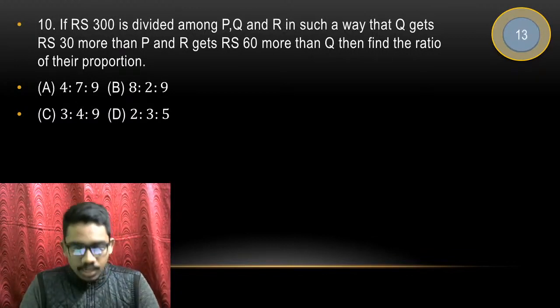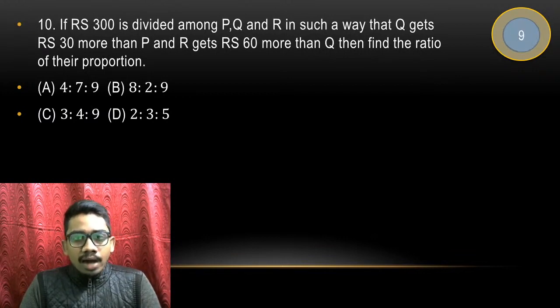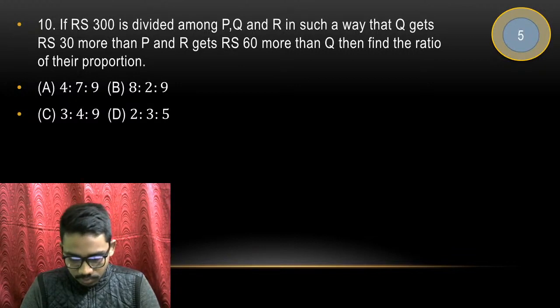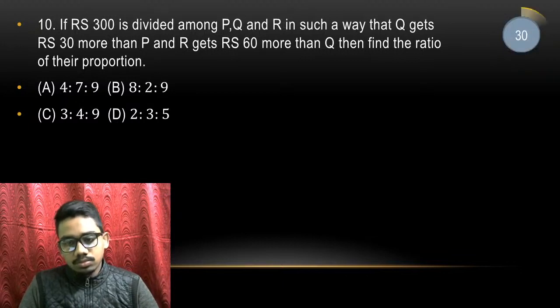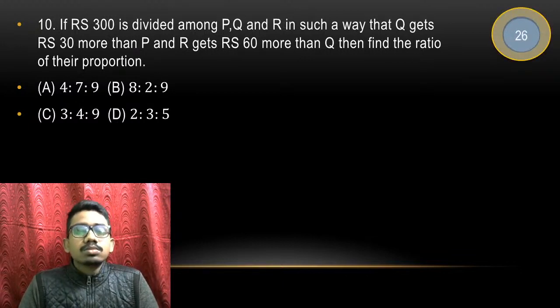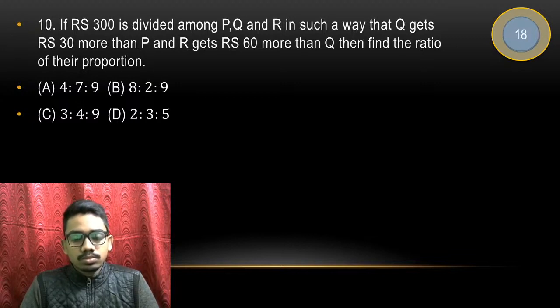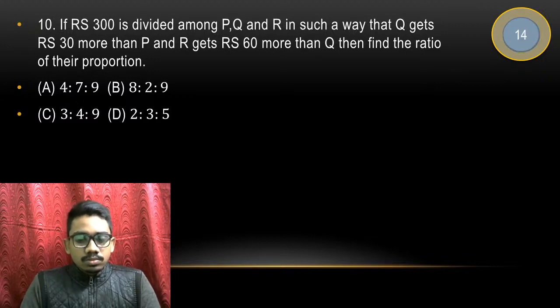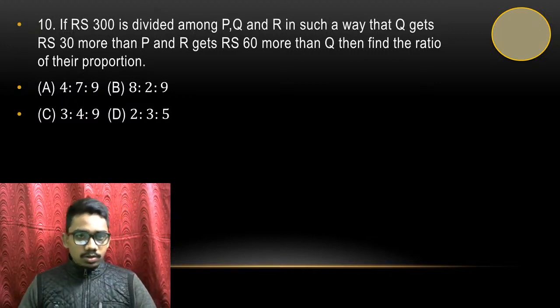Q gets 30 more than P and R gets 60 more than Q. Last 10 seconds. Okay, your time is up. So let's see how to solve this question.